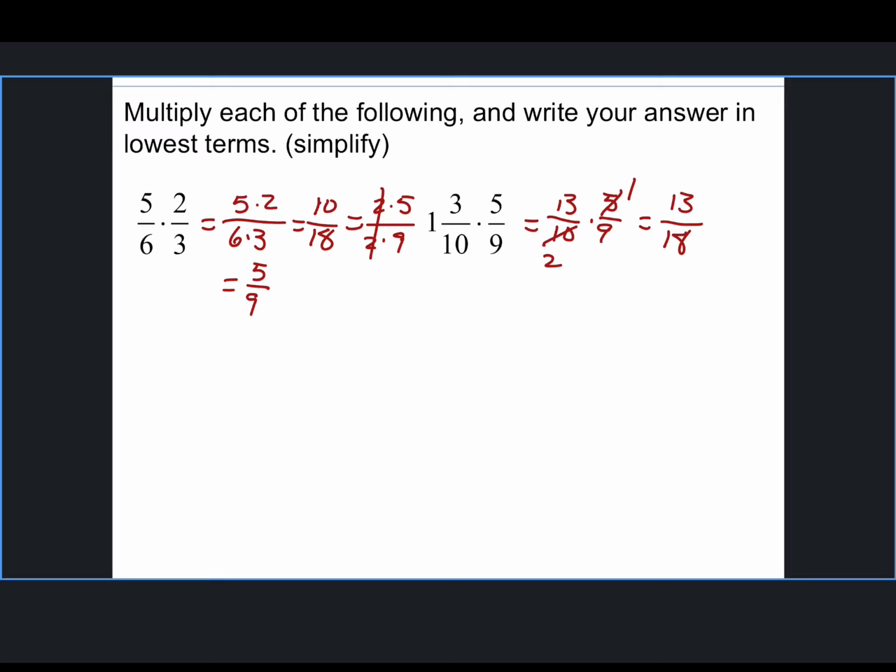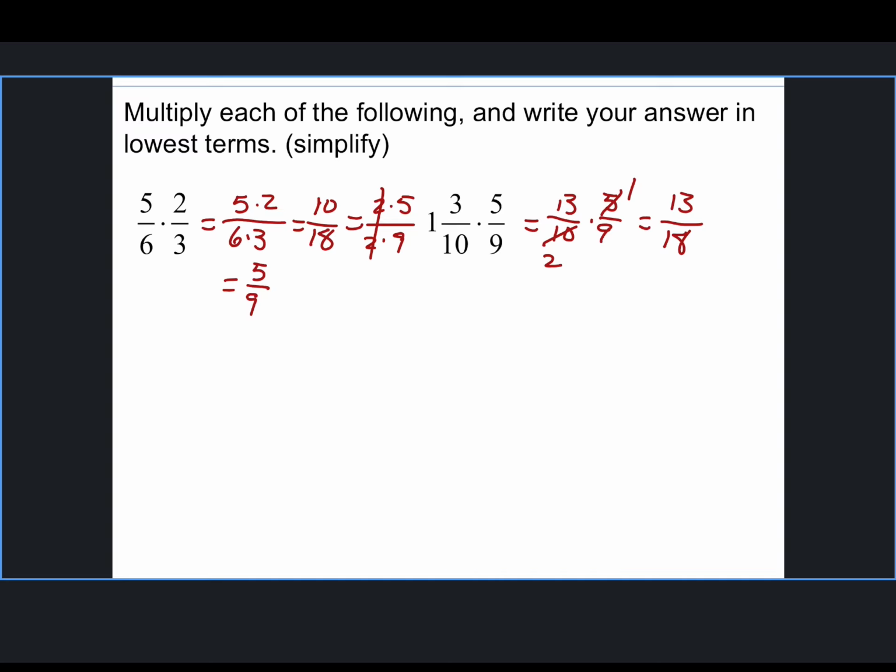Now can we reduce any further? No. How do you know for sure? Least common denominator. Least common factor, maybe. They don't have any factors in common, 18 and 13. That's because 13 is prime. 13 is not the first double digit prime; 11 is. Anyway, it is a prime number. Okay, any questions?